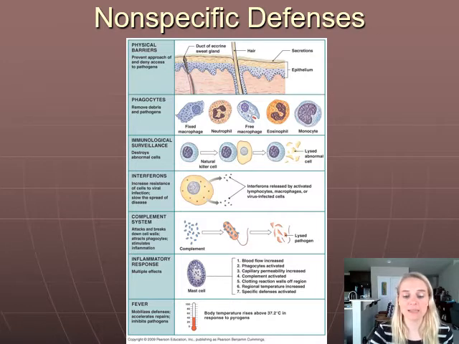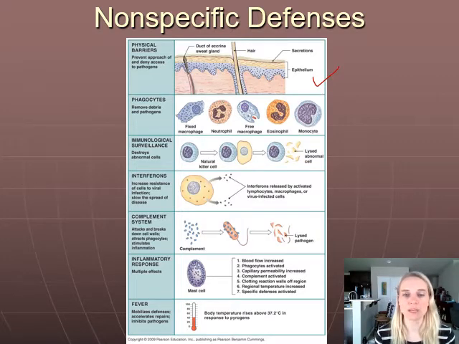This table shows a list of the innate or non-specific defenses we're going to talk about. The first one is our skin, our physical barriers. So this is going to be your mucous membranes, your thin skin, your thick skin, your hair, your exocrine glands, like your sebaceous glands and sweat glands.